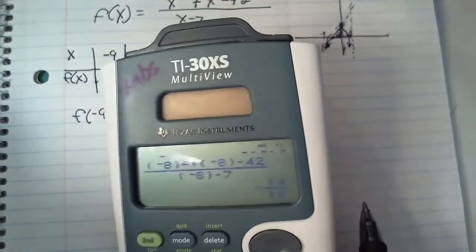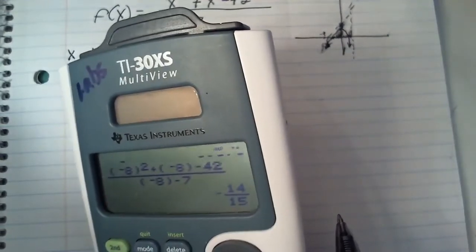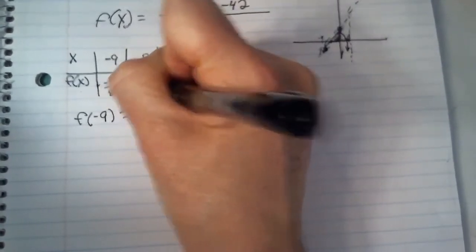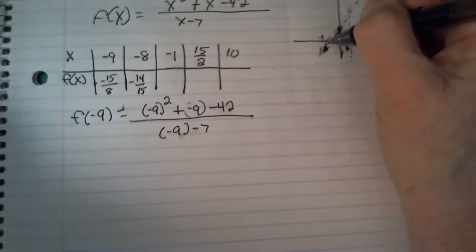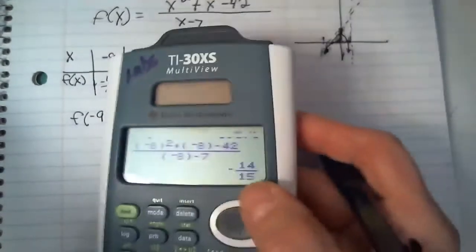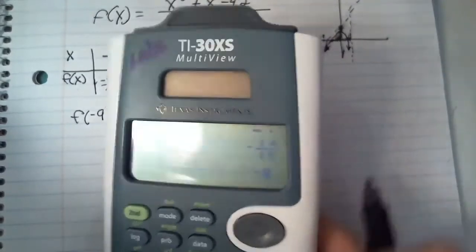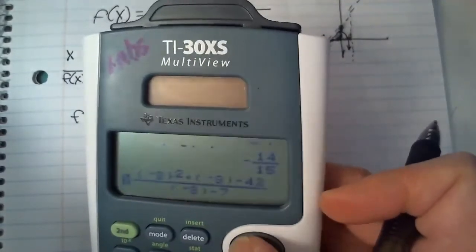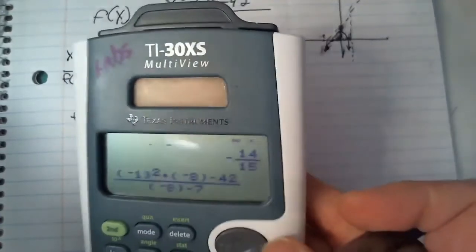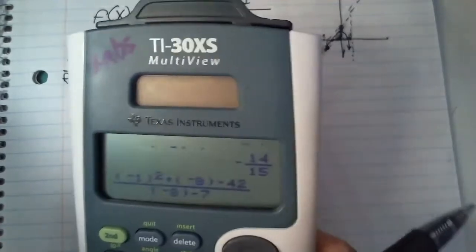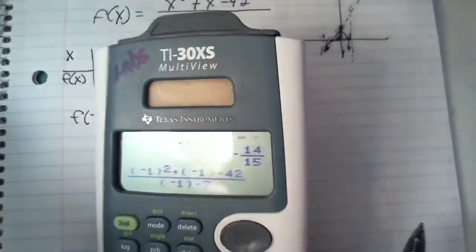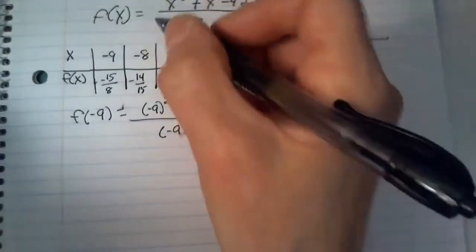And I push enter, and I get -14/15, which is, again, just right above. Again, now I'm going to put in a -1 into my calculator. Enter. 21/4.